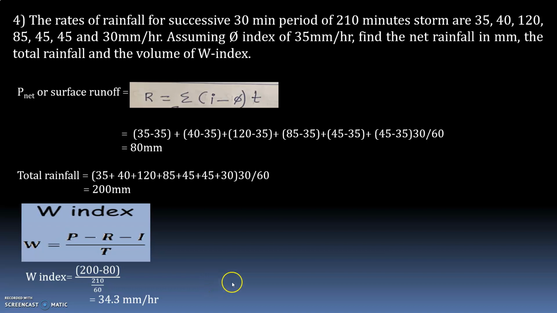I hope all of you understood. Very simple. You should know the meaning of the terms. What is the rainfall? How to calculate? What is the total rainfall? What is the net rainfall? What is the surface runoff? What is the rainfall excess? What is W index? What is phi index? If you know all these terms properly, easily you can calculate. And one more thing, if it is given in minutes, you have to convert it into hour. I hope all of you understood. Thank you.